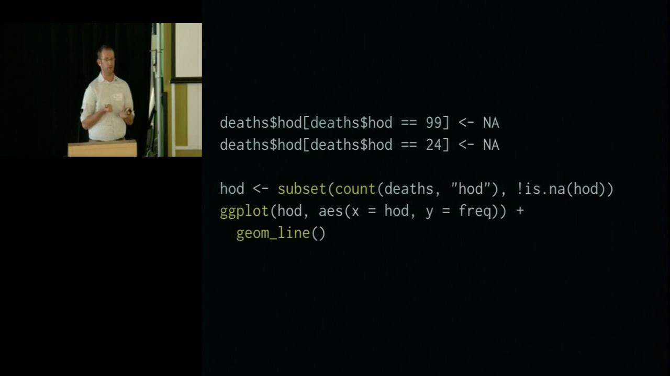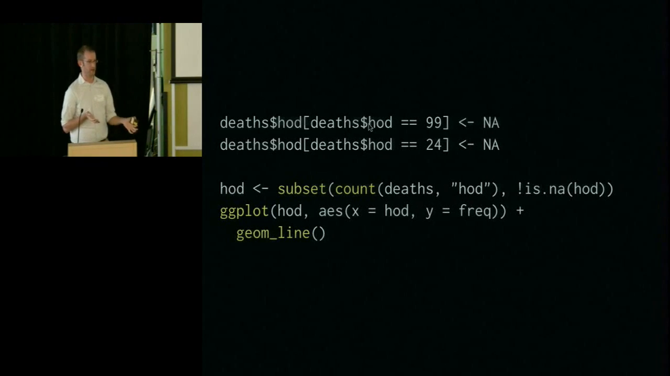This is pretty common. When I first did it, I discovered there was an hour of death which was 99. I know there aren't 99 hours in the day, so I figured out that this is probably actually a symbol for a missing value. So what I'm going to do is replace this with R's missing value, NA, which stands for not applicable.